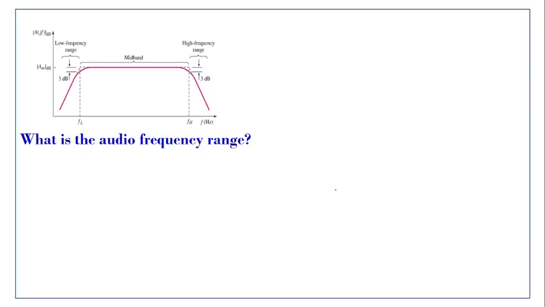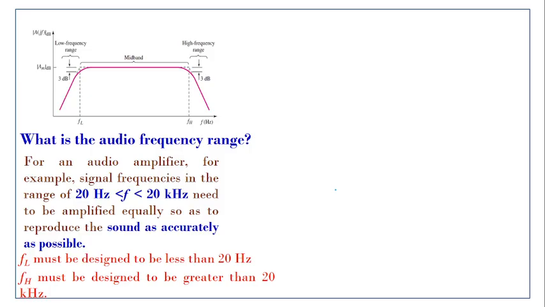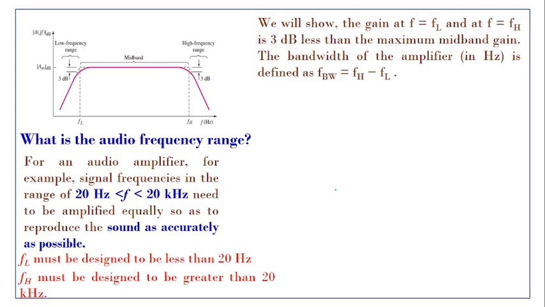Here I have mentioned the audio frequency range. We know that the audio frequency range is 20 Hz to 20 kHz. Therefore, FL should always be less than 20 Hz and FH should always be greater than 20 kHz. And the bandwidth is equal to the difference of the upper cutoff and lower cutoff frequency.